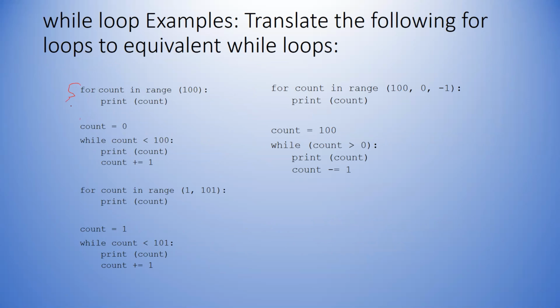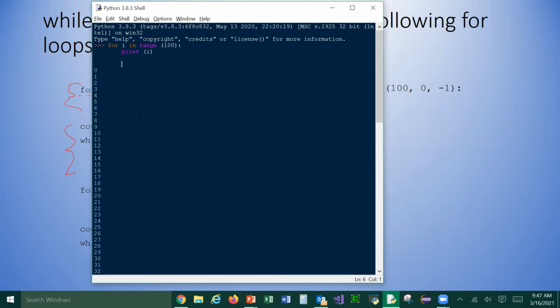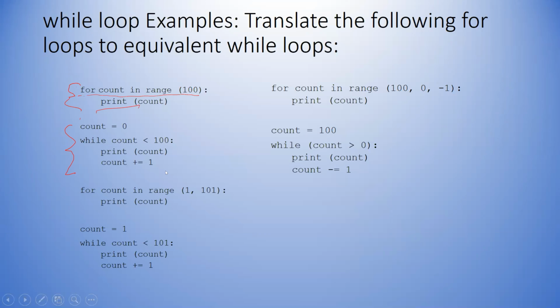This is the for loop, and this is the corresponding while loop. So let's look at the difference. Okay, the for loop. So for count in range 100, print count. We did that, right? And you can see that's the result. Now, if you want to do exactly the same thing with the while loop, this is how you do it.